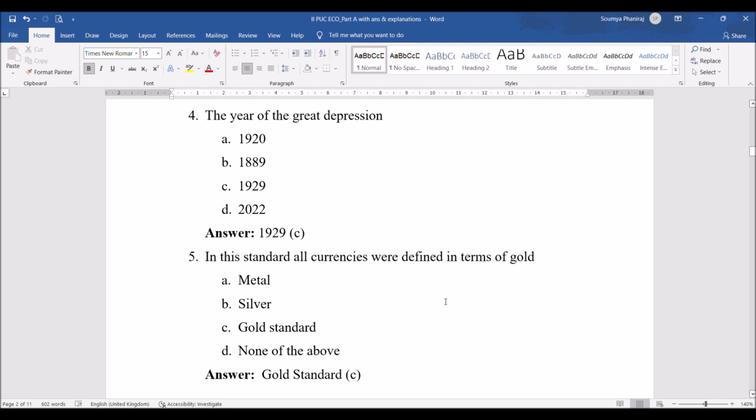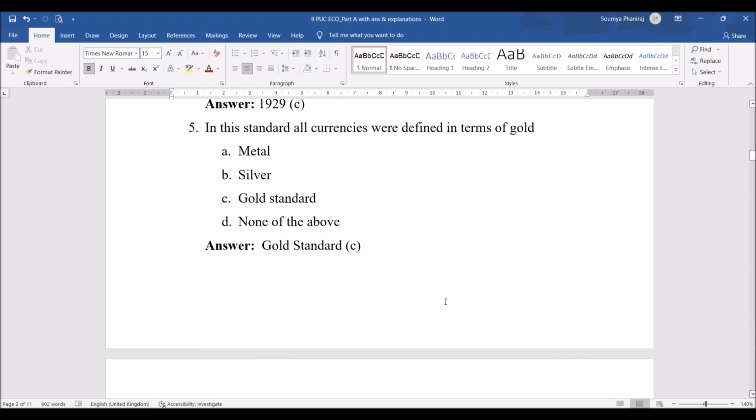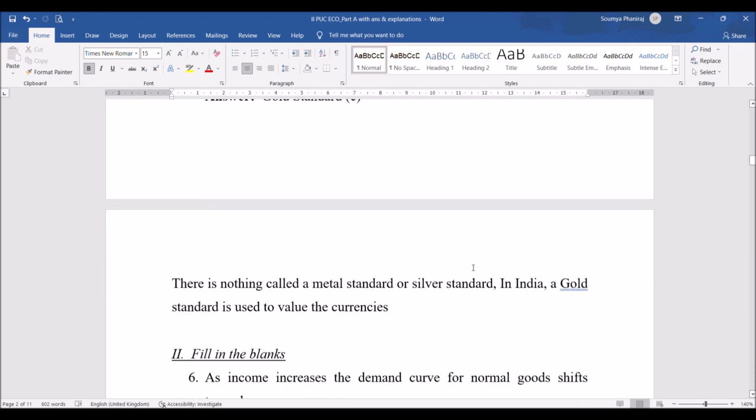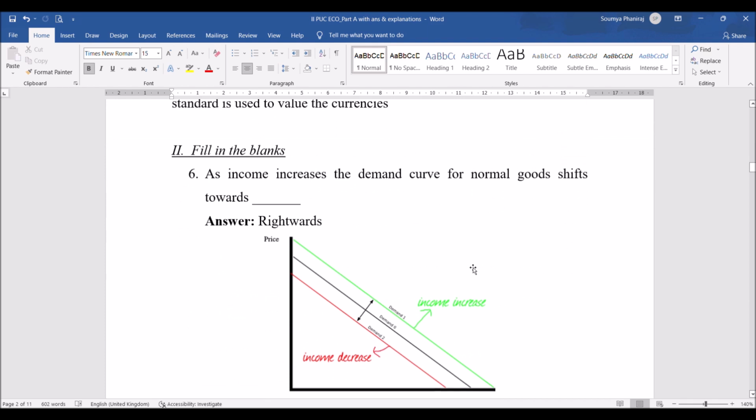The year of the Great Depression, so it happened in the year 1929. The answer is 1929. The next question. In this standard, all currencies were defined in terms of gold. Metal, silver, gold standard, none of the above. The answer is gold standard. Even today in India, we consider the gold standard as a value of the currency that measures.